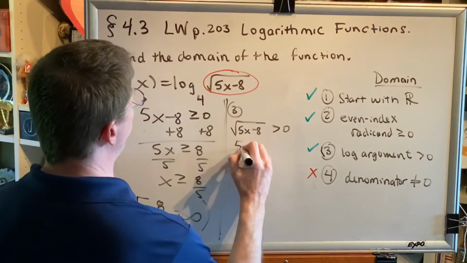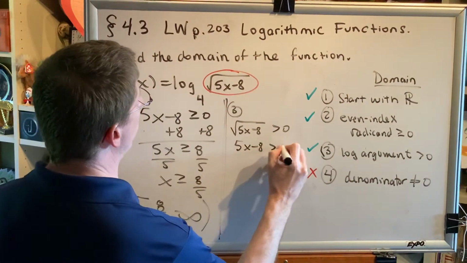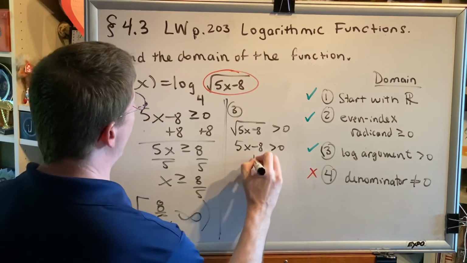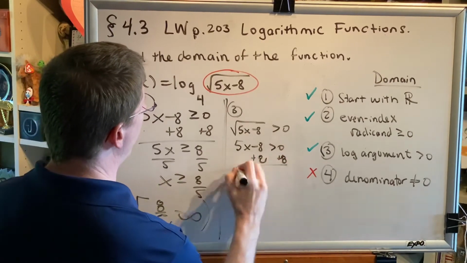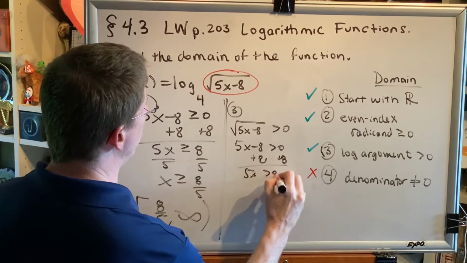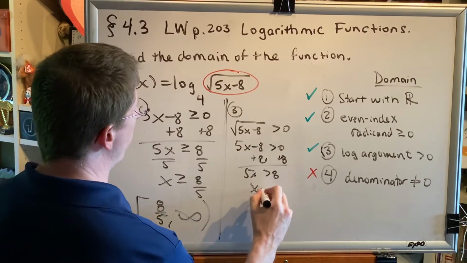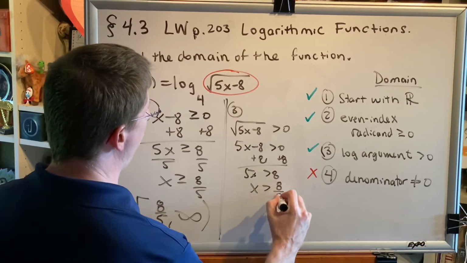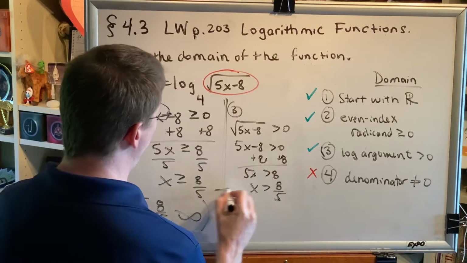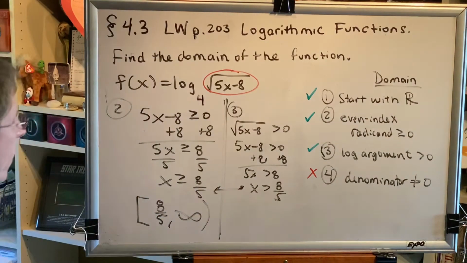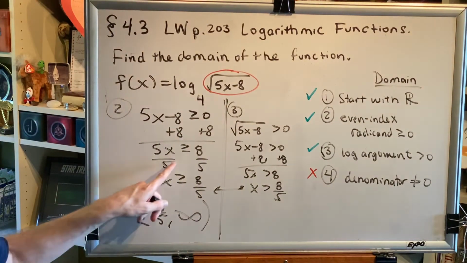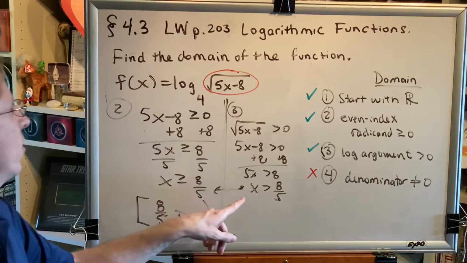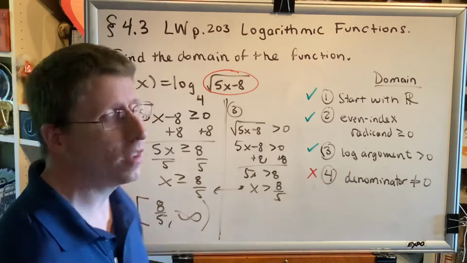So this gives me that 5x minus 8 must be greater than 0. And then, adding 8 to both sides, I get 5x must be greater than 8. And then dividing by 5 on both sides, I get x has to be greater than 8/5. Notice how very similar these results are. This one says that x has to be greater than or equal to 8/5. This one says that x has to be greater than 8/5.